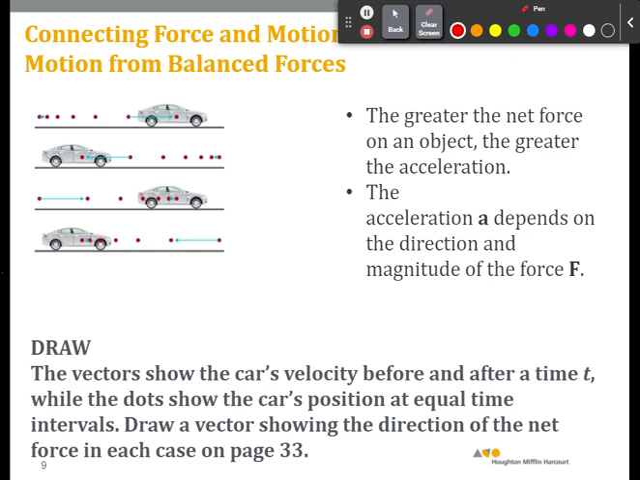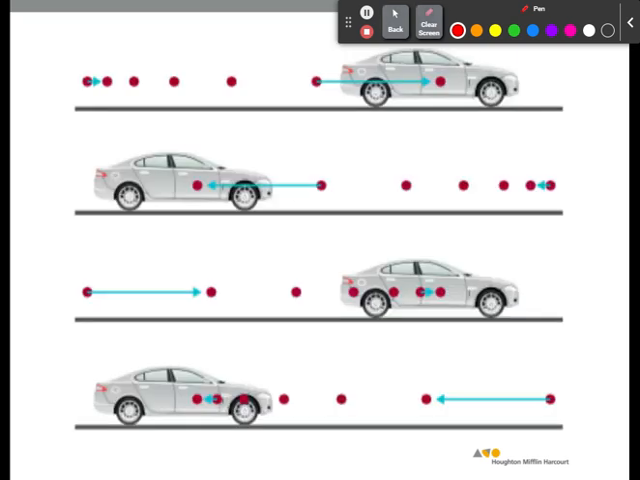These blue vectors that are already drawn in show the car's velocity before and after the time t. And the dots show the car's position at equal time intervals. We're going to draw a vector showing the direction of the net force. In the first one, we can see the dots are getting farther apart, so the car is accelerating in a forward direction. That means the force is in the same direction as the velocity because it's causing the car to accelerate in a forward direction.